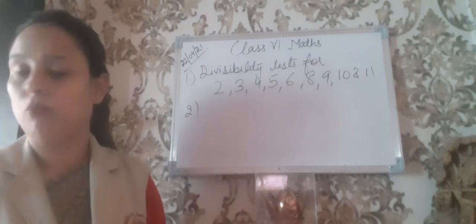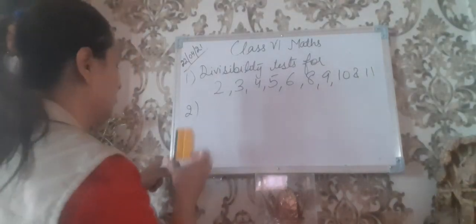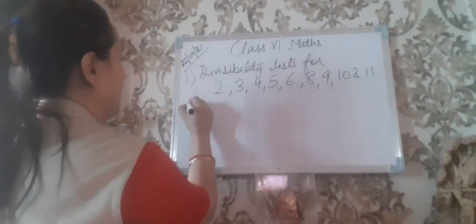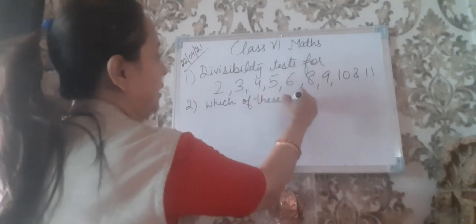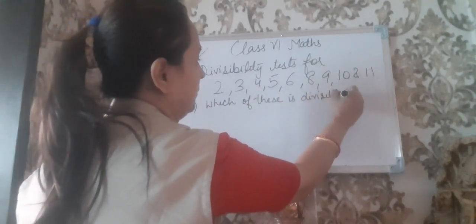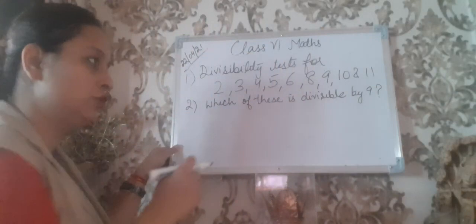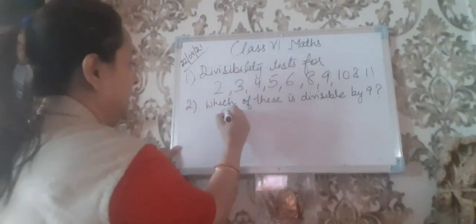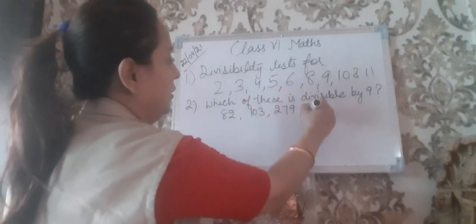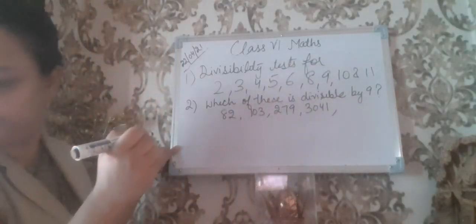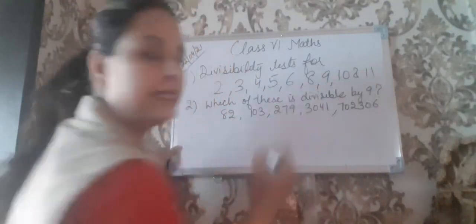And I'm giving you one more homework. Which of these is divisible by 9? 82, 103, 279, 3041, 702, 306. Okay?